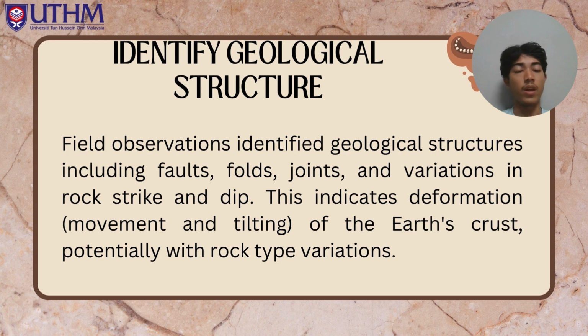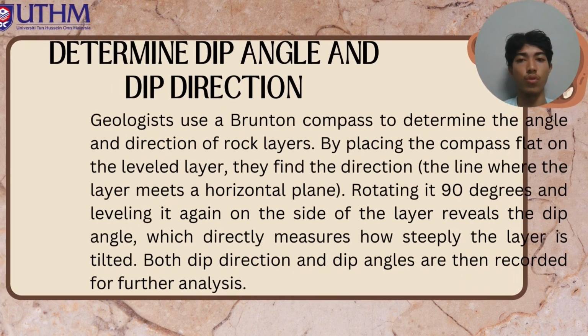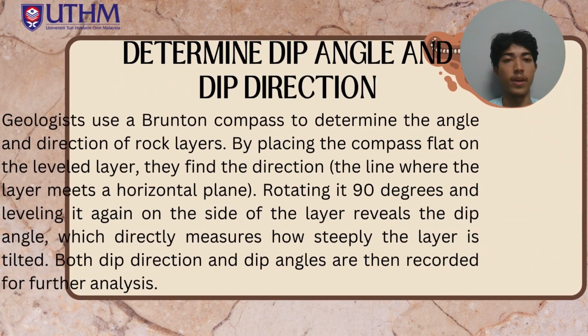Okay, next, how to identify the geological structure. We identify the geological structure including the fault, fold, joint, and variation in rock strike and dip. This indicates deformation, movement and tilting of the earth crust, potentially with rock type variation.